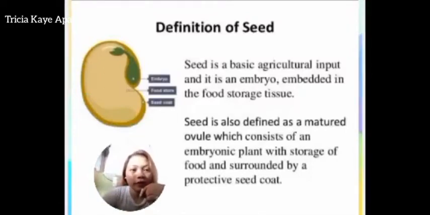Definition of seed. Seed is a basic agricultural input and it is an embryo embedded in the food storage tissue. Seed is also defined as a matured ovule, which consists of an embryonic plant with storage of food and surrounded by a protective seed coat.